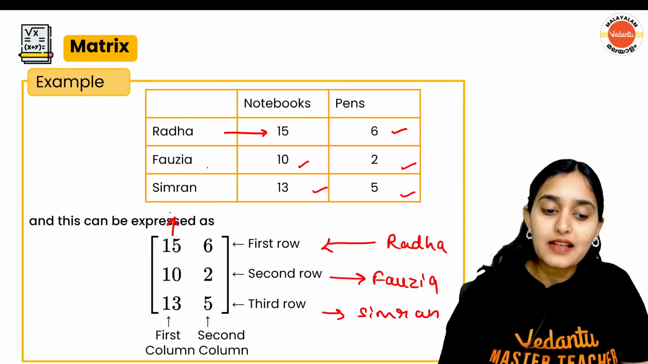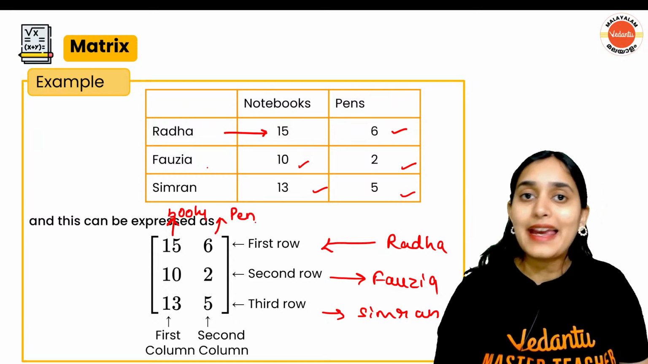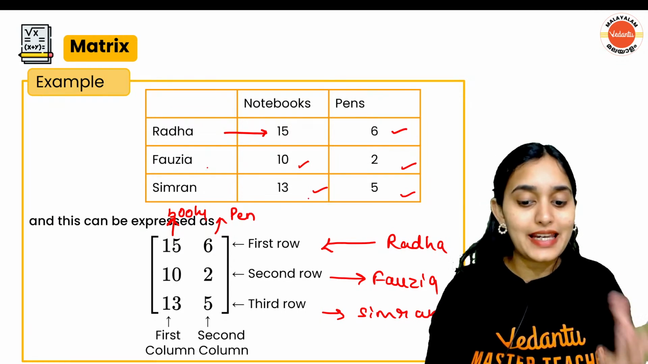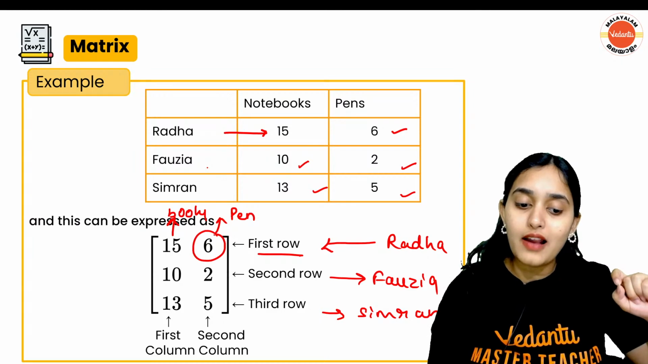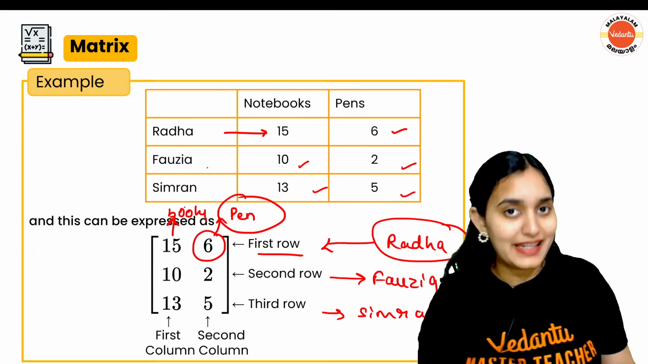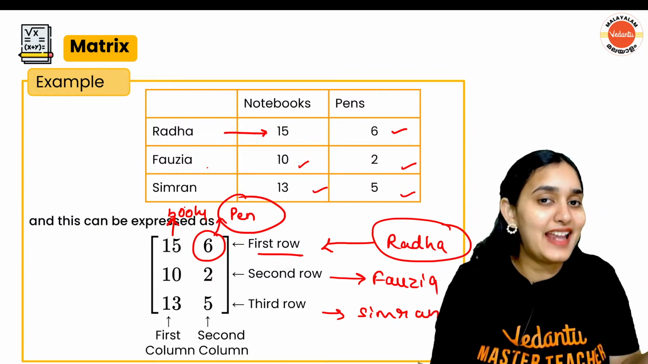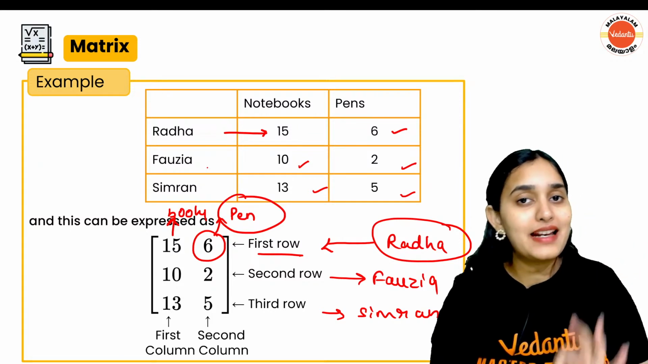Column number 1 is denoting the books. Column number 2 is denoting the pen. Like this, when I specify, it is very easy to say that if I am talking about first row, second column, I am talking about Radha bought how many pens. Like that, I can tell any information. So this is basically matrix representation.